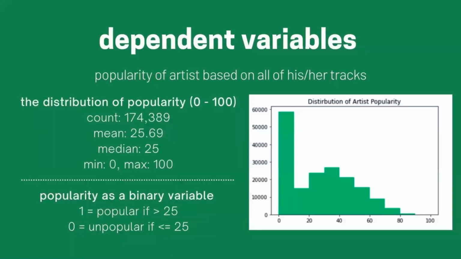As for our dependent variable, it is the popularity of an artist based on all of his or her tracks. The distribution of popularity is from 0 to 100, and the mean is around 25. Using the mean, we are able to transform popularity from a continuous variable to a binary variable, in that above average would be popular and below average would be considered unpopular.